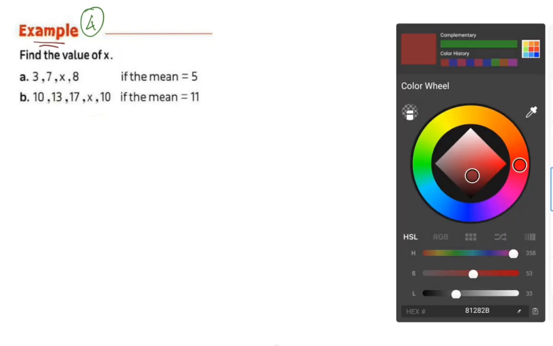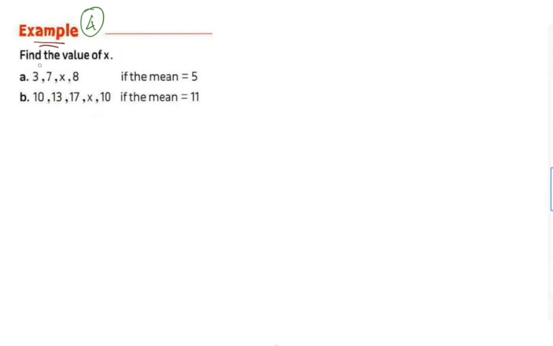Now we will go to the fourth part of our lesson, and it has some trick to use. Example number 4. He said to find the value of x. In the 3 previous examples, he asked us about the mean, how to find the mean using the rule, fair share or balance point. But now he needs us to find one value called x. Look here, point A. We have some values 3, 7, x, and finally 8.